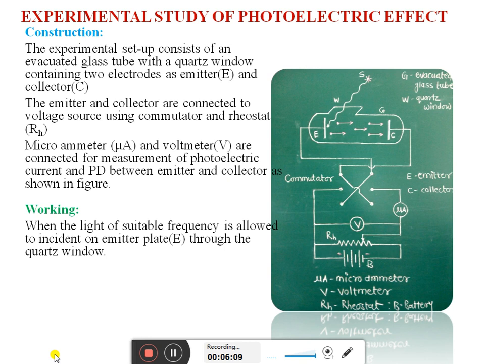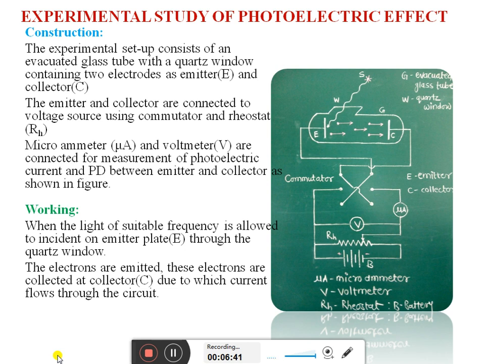So first, to start the circuit, we have to allow the source of light to emit light, and this emitted light must be incident on this emitter plate through this quartz window, so that photoelectric emission takes place. In the first point you can explain the working: when light of suitable frequency, this word is very important, is allowed to be incident on emitter plate E through the quartz window, what happens? The electrons are emitted.